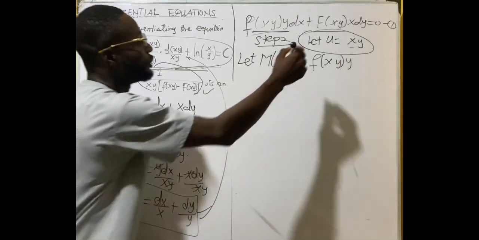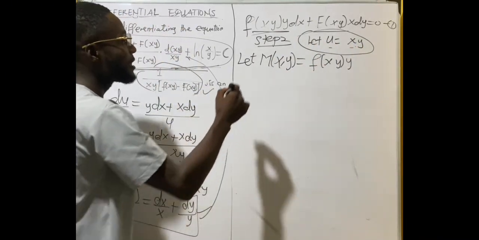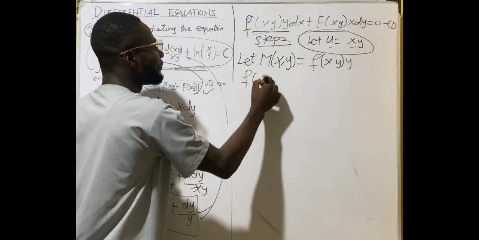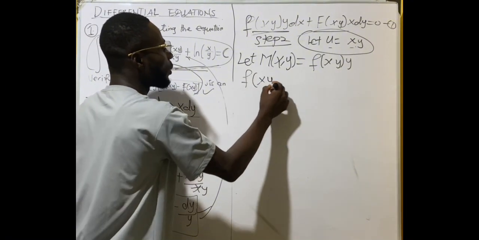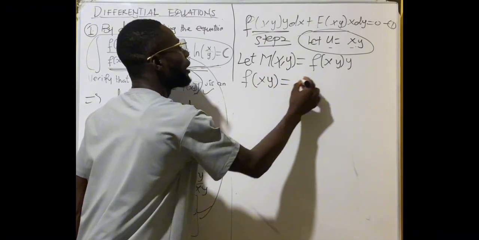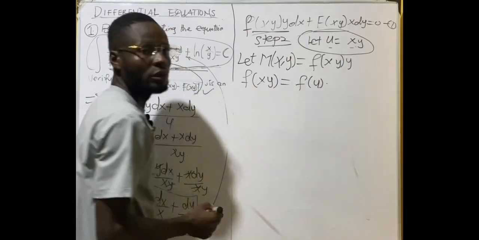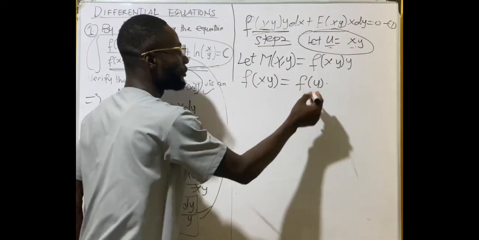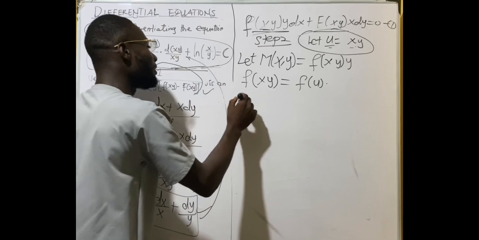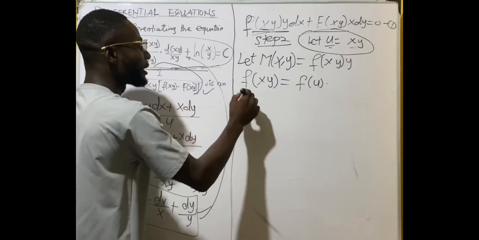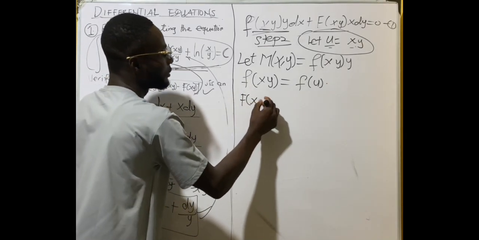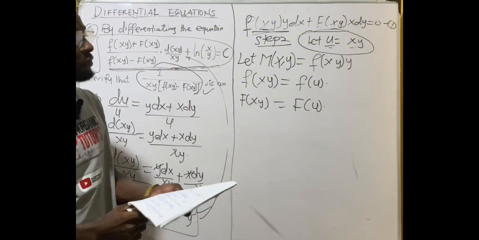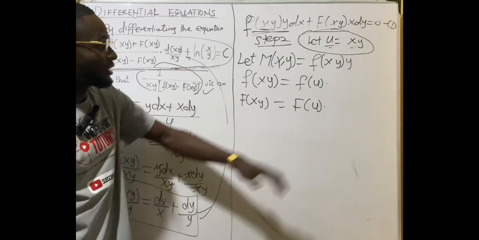Once we said that u should be equal to xy, then it means that we can also say that small f of xy should be equal to what? F of what? U, right? Because we are saying that xy should be what? U. So wherever we see xy, we put U, right? The same thing applies to the big F of xy. That will be equal to big F of U, right?